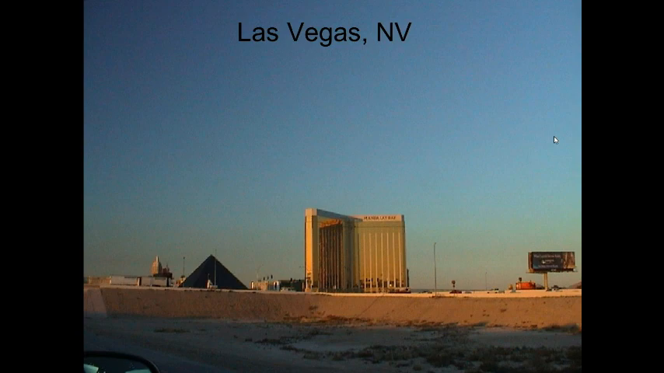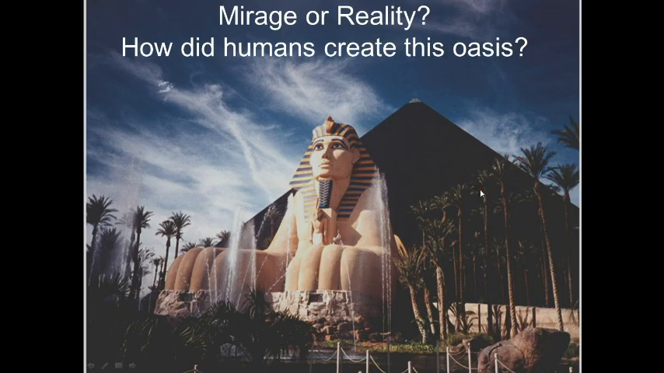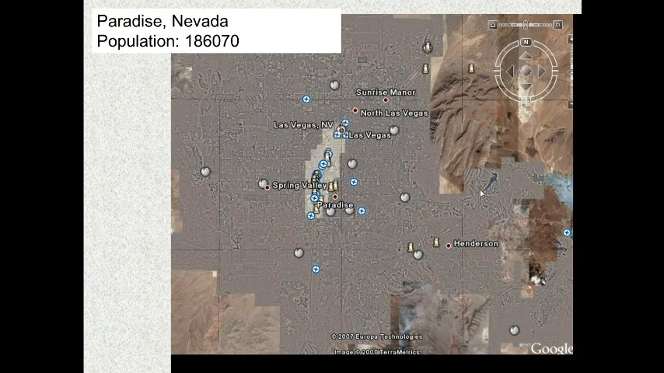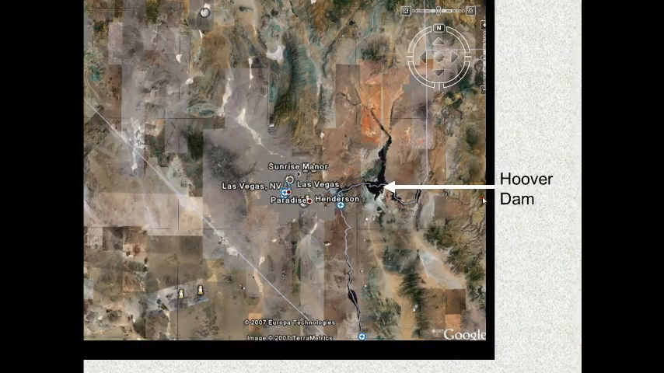Consider Las Vegas. What is Las Vegas? It is an artificial oasis. In order for Las Vegas to exist, you have to have water piped in. It's in the middle of a desert. So how do we get the water to Las Vegas? Well, we put up the Hoover Dam on the Colorado River. And by that dam, we now have a water source for Vegas and other areas.